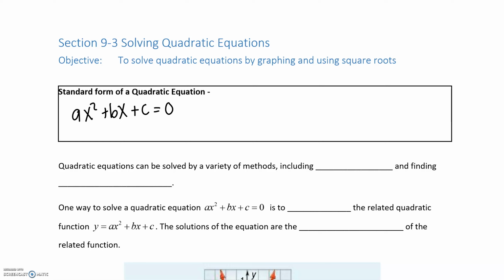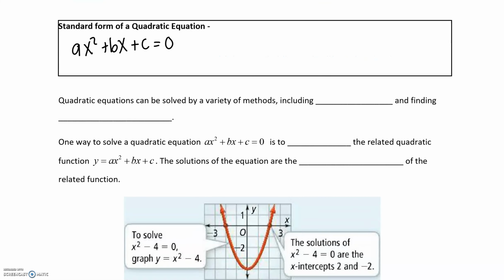When we're graphing quadratic equations, they can be solved by a variety of different methods, including graphing and finding square roots. One way is to graph our related quadratic function. Our solutions are going to be where it intercepts the x-axis, so they're going to be our x-intercepts.